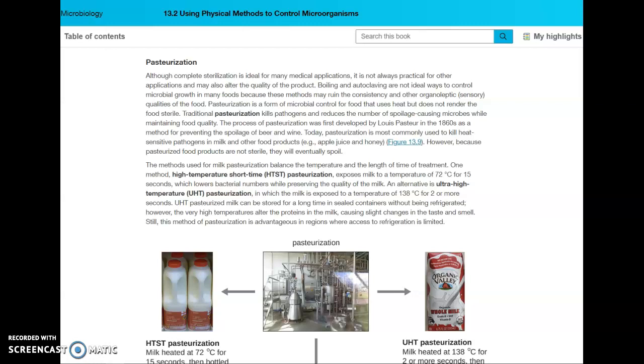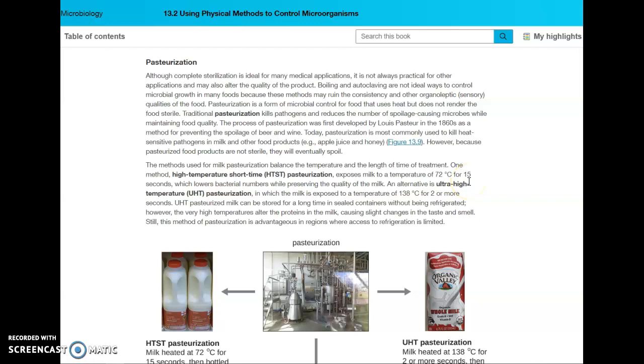Pasteurization has been around, of course, for a long time. Louis Pasteur first developed this technique for wine, but now we apply it for a lot of different beverages, including milk and juices. We have different forms of pasteurization. One is high temperature, short time. So this HTST, and you can see there it's 72 degrees Celsius for 15 seconds.